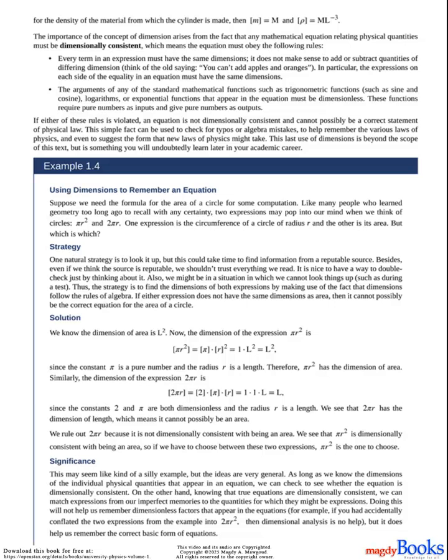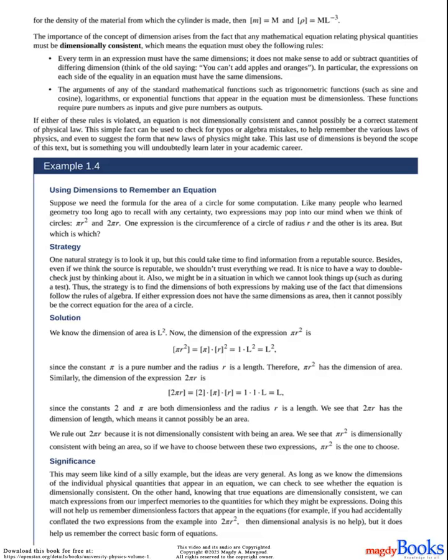But which is which? Strategy. One natural strategy is to look it up, but this could take time to find information from a reputable source. Besides, even if we think the source is reputable, we shouldn't trust everything we read. It is nice to have a way to double-check just by thinking about it. Also, we might be in a situation in which we cannot look things up, such as during a test. Thus, the strategy is to find the dimensions of both expressions by making use of the fact that dimensions follow the rules of algebra. If either expression does not have the same dimensions as area, then it cannot possibly be the correct equation for the area of a circle.